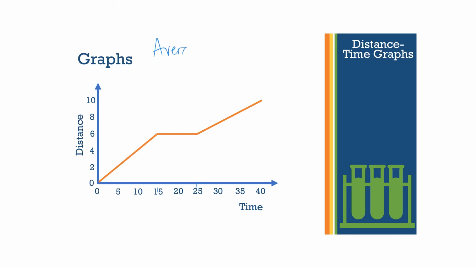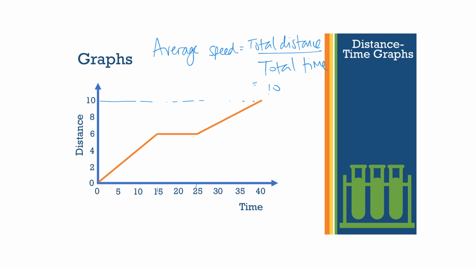So the average speed equation is average speed equals total distance divided by total time. So the total distance, if we look, is 10. And then the total time, if we look, is 40. And then 10 divided by 40 gives us 0.25 meters per second. So the average speed was 0.25 meters per second, even though at any one moment in time, the object may have been taking a different speed.